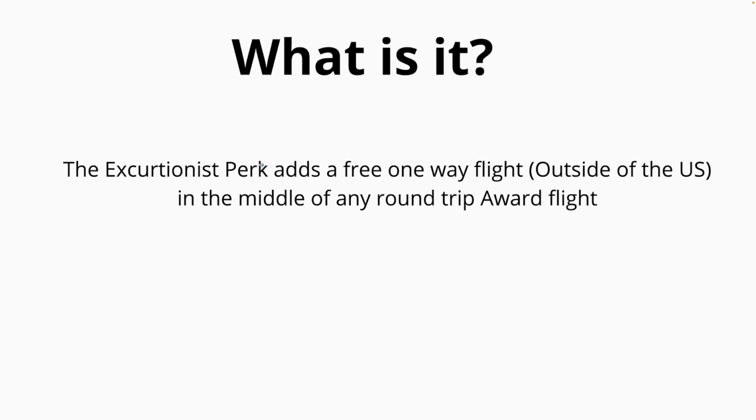So what exactly is the Excursionist Perk? Well, simply put, the Excursionist Perk allows you to add a free one-way flight, that free flight outside of the US, in the middle of any round-trip award flight that you book.